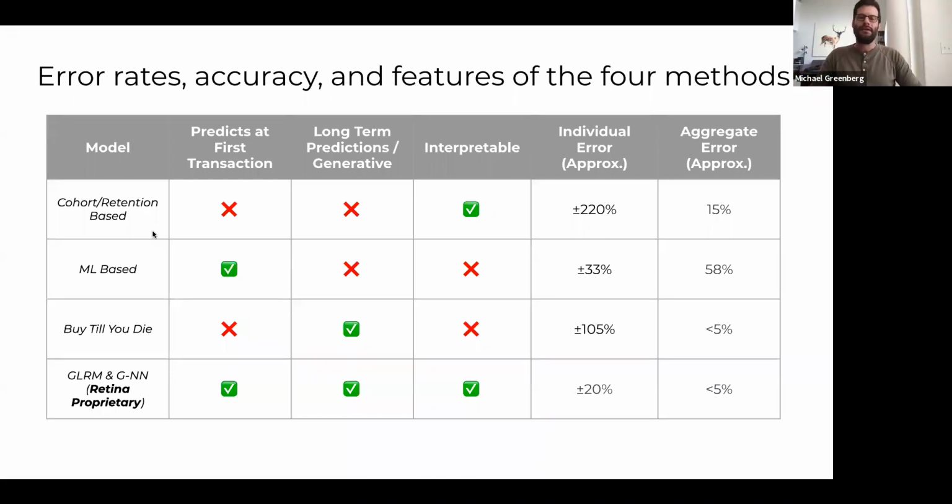Oftentimes with this RFM type mechanism at a cohort level, you're going to get a lot of error rates, but it is good for aggregate predictions that you may need to give to the finance team or the CFO who's asking you, especially during board meetings, where are we and how are we tracking?